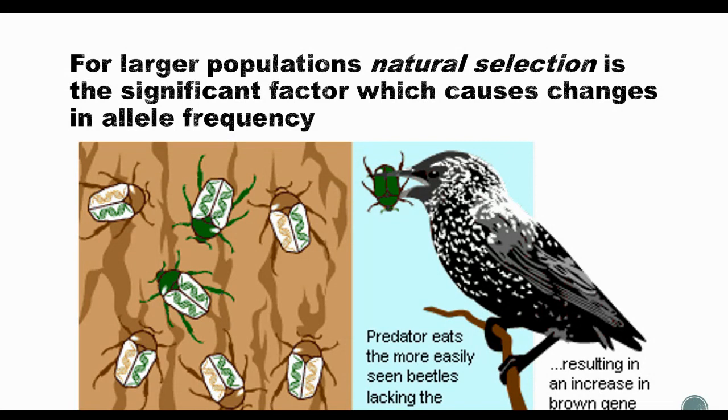Now here's the example with natural selection. And I already kind of talked about this on the previous slide, so you could see the differences in percent changes. So for larger populations, natural selection is the significant factor which causes change in allele frequency. So for larger populations, this is going to be super important. The predator eats the more easily seen beetles that lack the brown gene. This results in an increase in brown gene frequency. So for every green beetle that they eat that has 2 of the green alleles, we are removing those alleles from the gene pool, increasing the frequency, the percent of brown alleles.